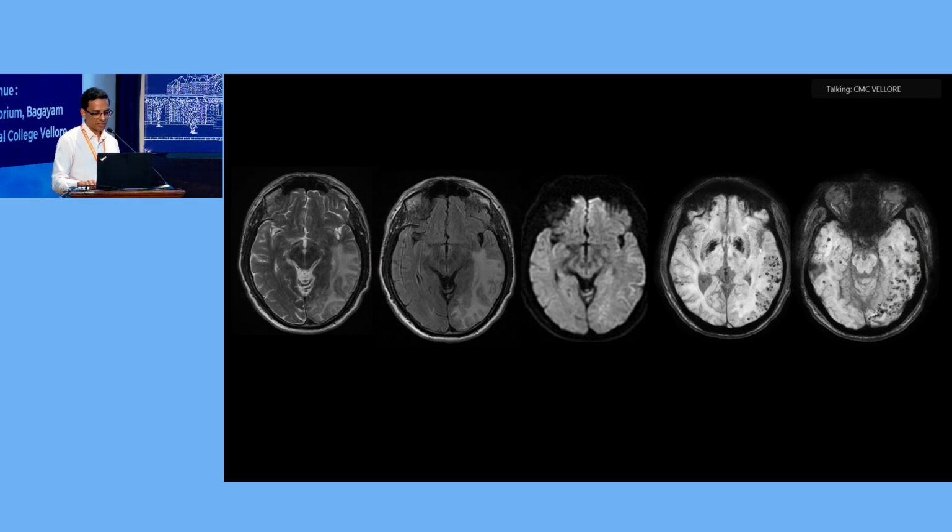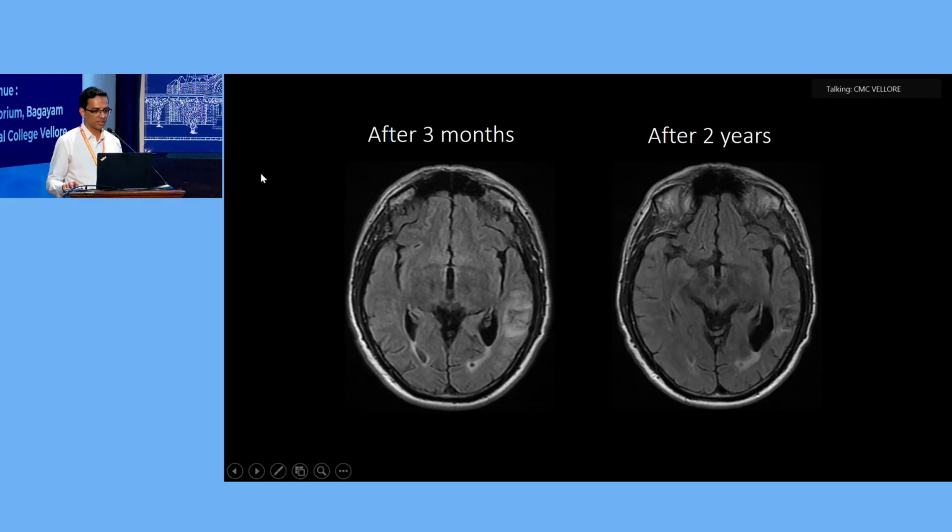So this patient was started on steroids, and this is a follow-up after 3 months where the edema has become less, and follow-up after 2 years where we are just seeing some kind of underlying gliosis. SWI sequence will not really help over here because the microhemorrhages will look similar. So it's more of looking at the T2 FLAIR sequence and looking at how the edema is going down.